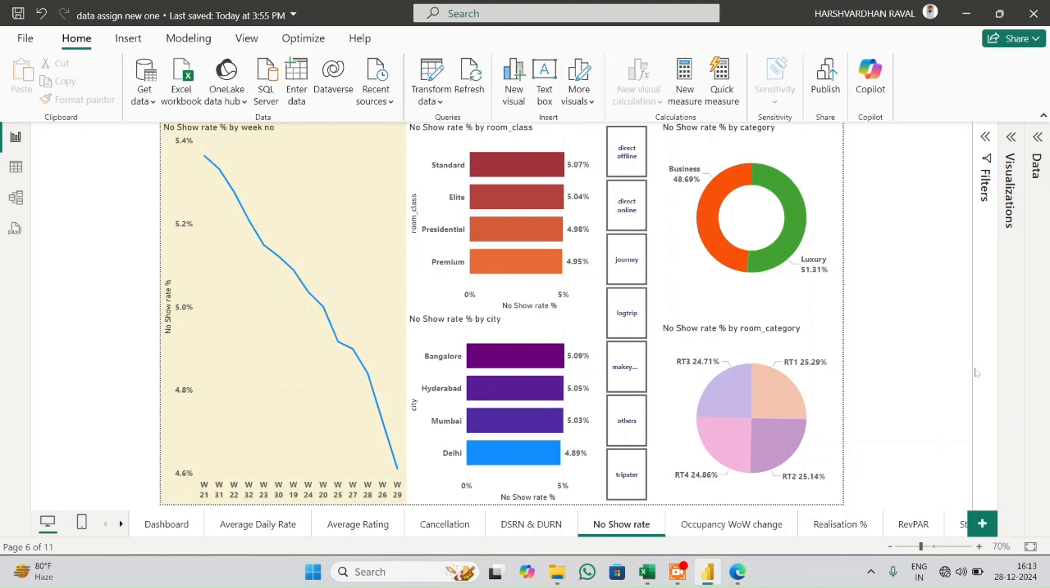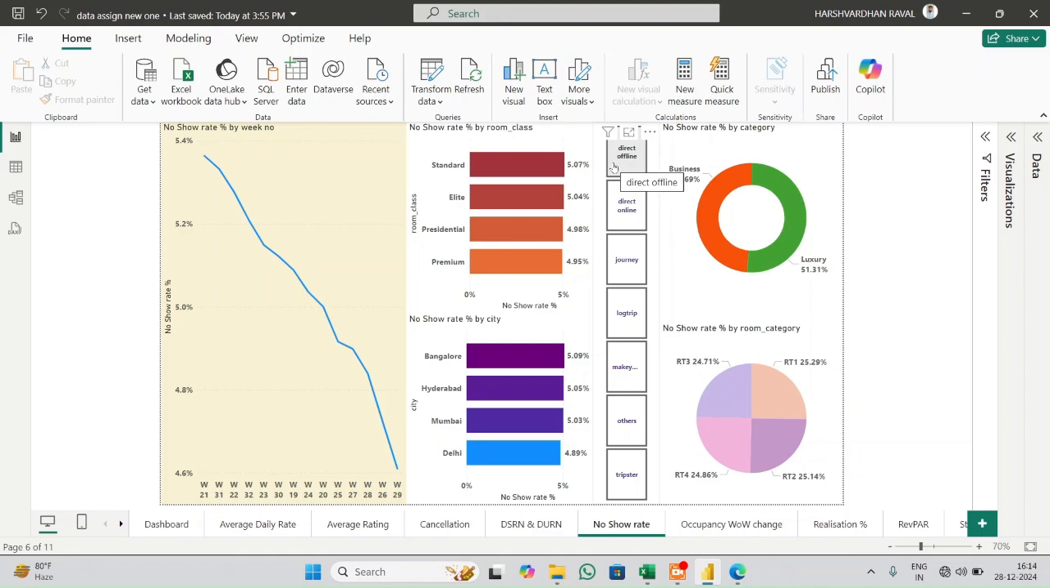Then the no show rate by percentage category is nearly equal in business and luxury. Also, the no show rate in room category, I think, is highest for RT1. Okay, so now I want to see, from the direct offline channel, what is the no show rate?